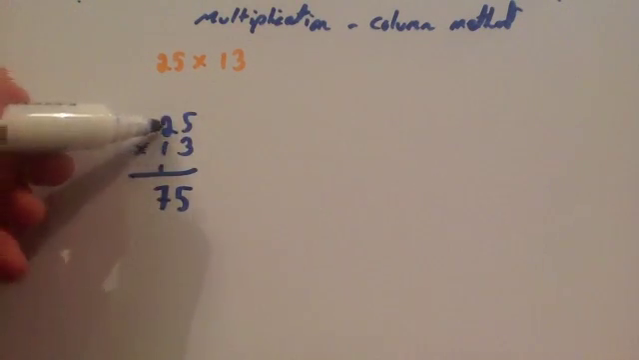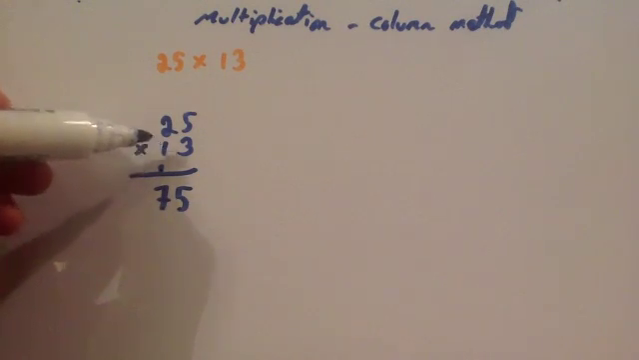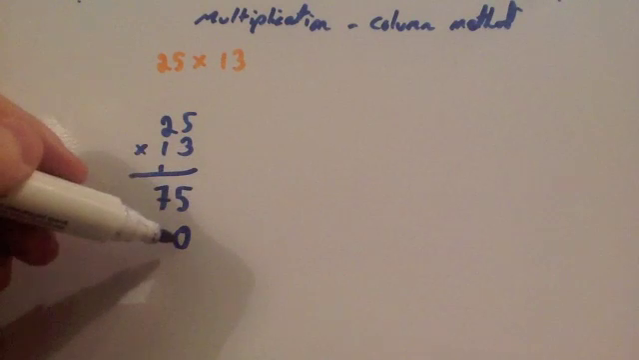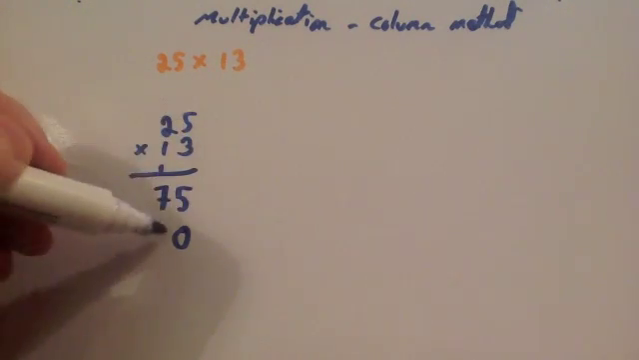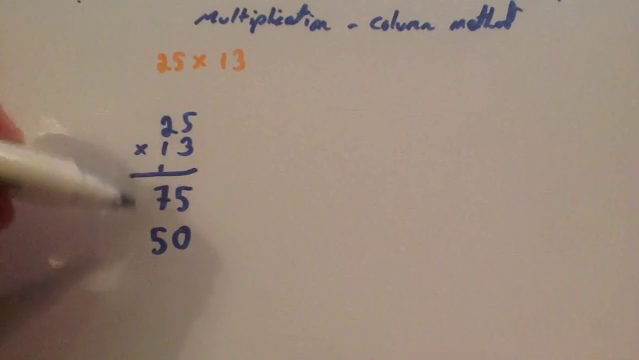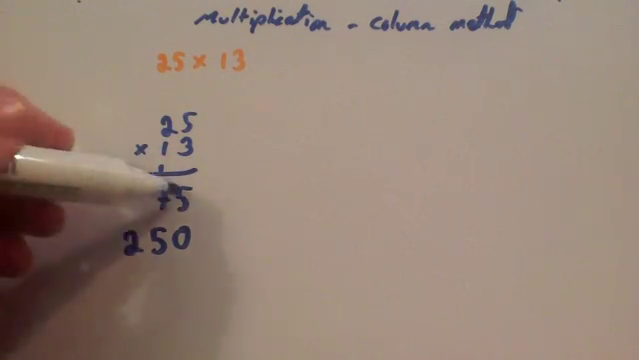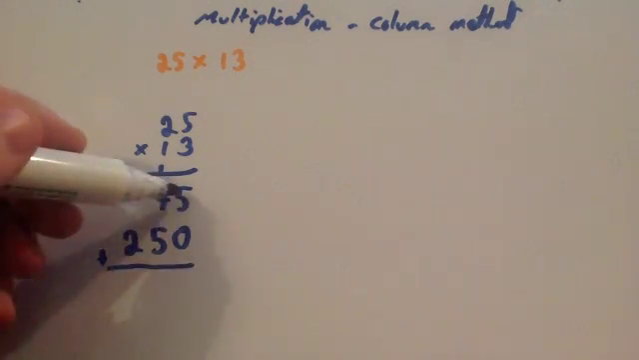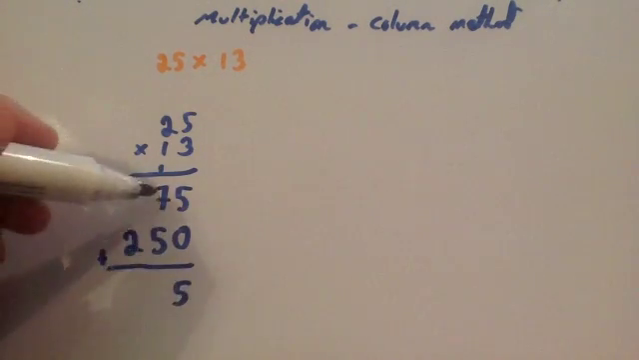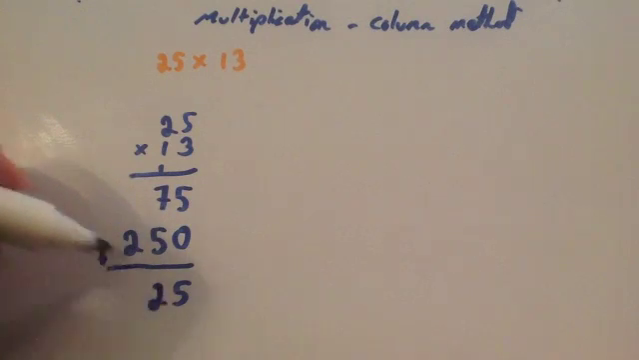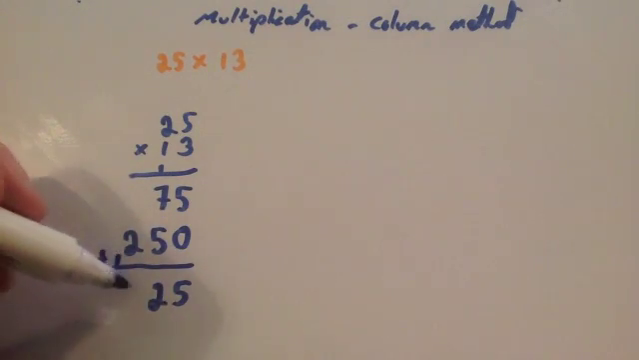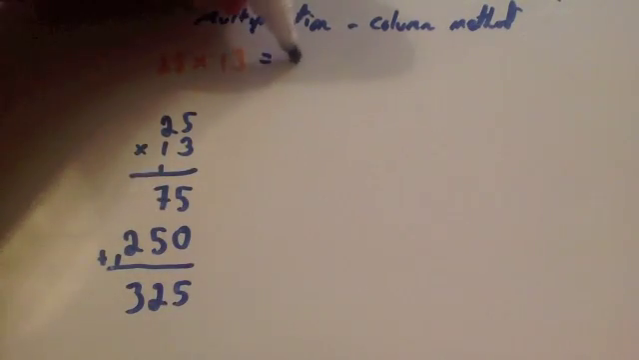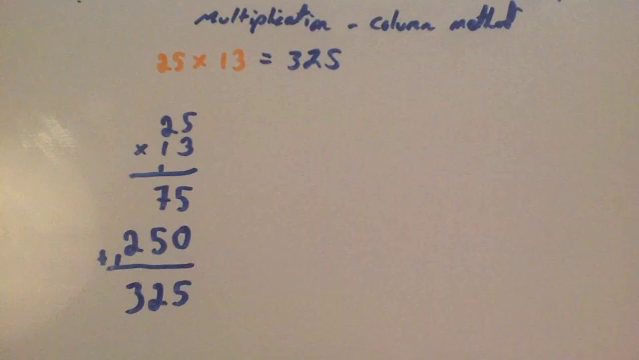Now we need to multiply the 25 by the 10. When I'm doing this on the column method, what I do is I add a 0 first of all, because it's a 10. So I put the 0 down. Then I do 1 times 5 is 5, and 1 times 2 is 2. So we've got to then add these two numbers together, and then that will give us our answer altogether. So 5 plus 0 is 5, 7 plus 5 is 12, so put the 2 down, carry the 1, and 2 plus 1 is 3. So 25 multiplied by 13 is 325.